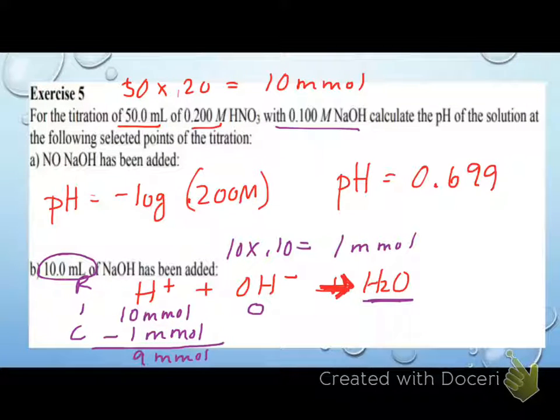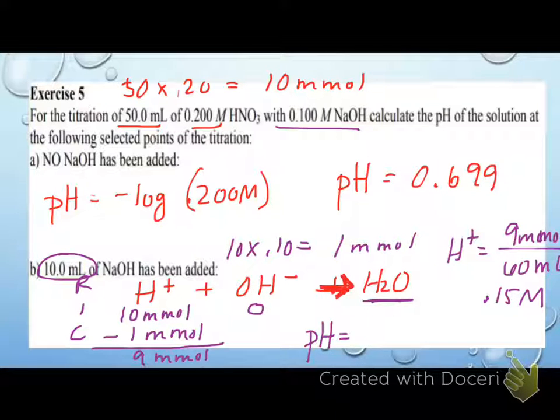So now I've got to go back and get my hydrogen concentration. Millimoles divided by, what's my new volume here, peeps? 60 milliliters. So that gives me 0.15 molar again. Yay for us. The milliliters cancel out, that's how you get millimoles.